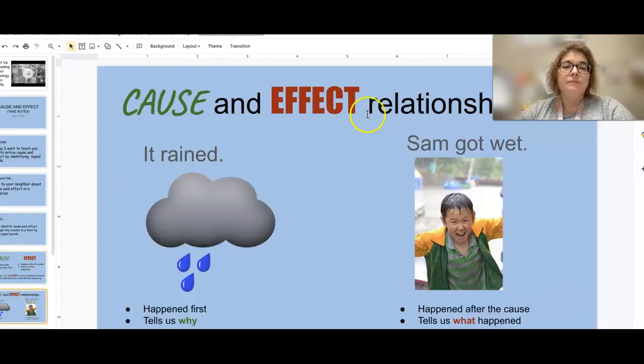Now, let's take a look at this. Cause and effect relationships. And guys, you have a copy of this in your Schoology folder, so you can look at it on your own. So cause and effect relationship. It rained. Sam got wet. What happened first? It rained. That's the why, right? That is why Sam got wet. This is what happened after it rained, right?